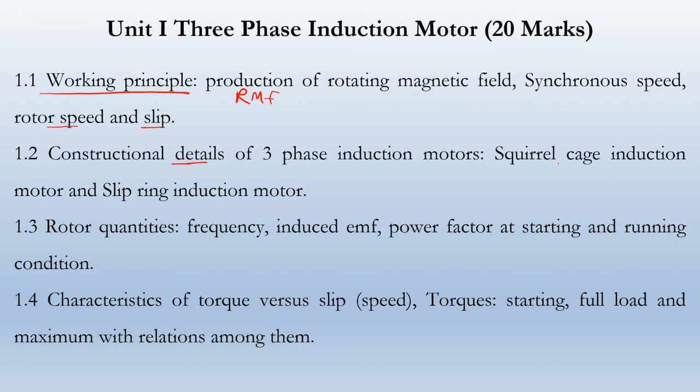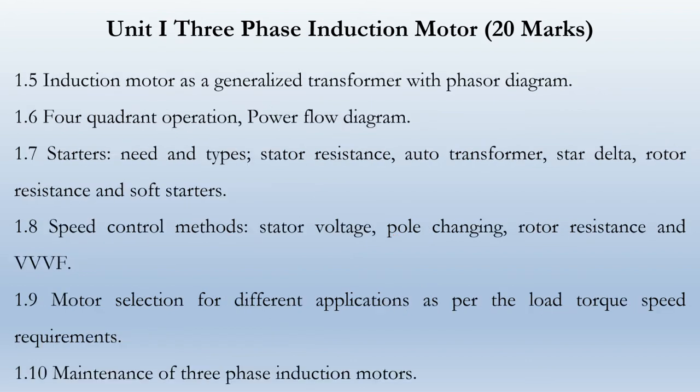In this, we will study squirrel cage induction motor and slip ring induction motor. After that, the third point is about rotor quantities, frequency, induced EMF in a rotor, power factor of rotor circuit at starting and running condition. The fourth point is characteristics of torque versus slip, that is speed, torque versus speed characteristic. Then we will study various types of torques, that is starting torque, full load torque, and maximum torque. And after that, we will see the relation between starting torque, full load torque, and maximum torque.